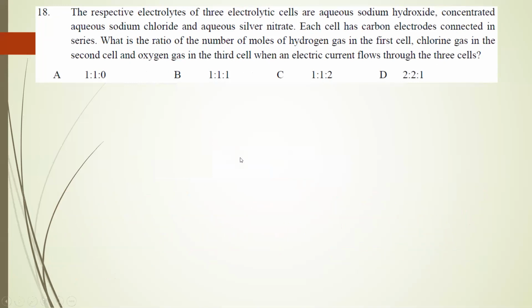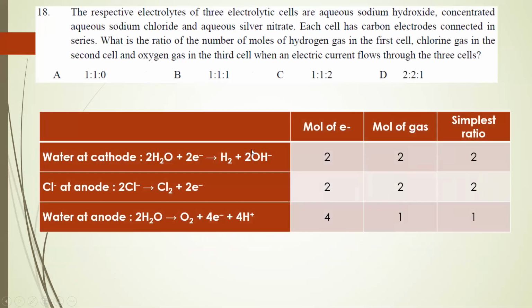Because they share the same current, the number of moles of electrons is supposed to be the same. In the first cell is the electrolysis of water at the cathode: 2H2O + 2e- gives H2 + 2OH-. At the second cell, 2Cl- gives Cl2 + 2e-, so the moles of electrons is 2. For the third, 2H2O gives O2 + 4e- + 4H+, so you get 4 electrons.